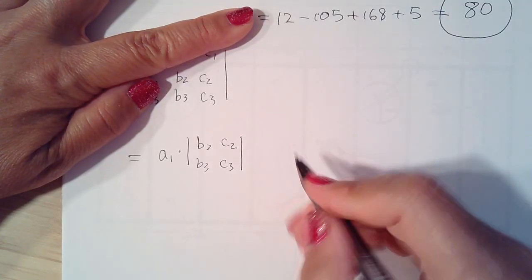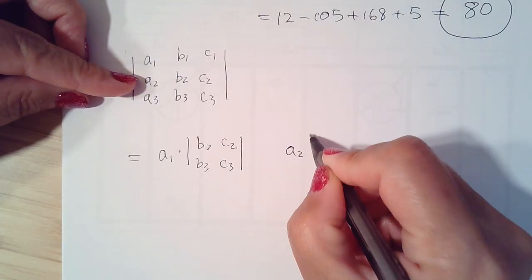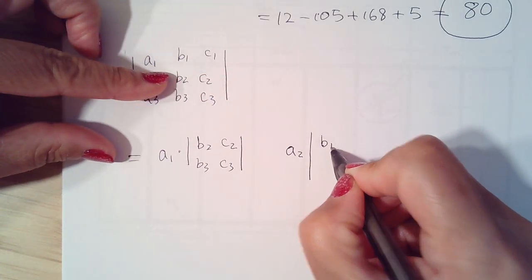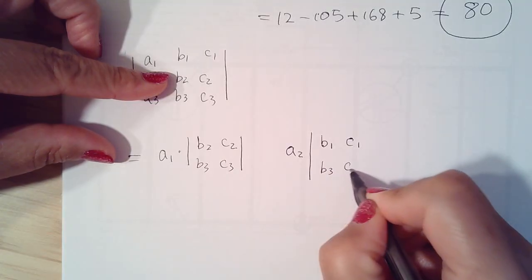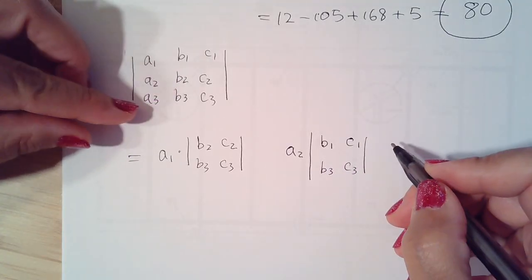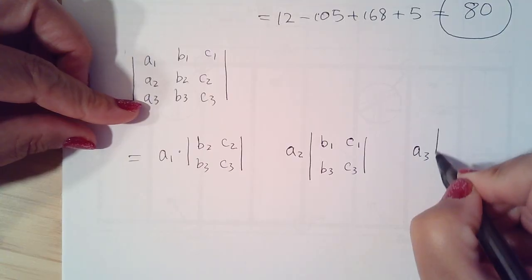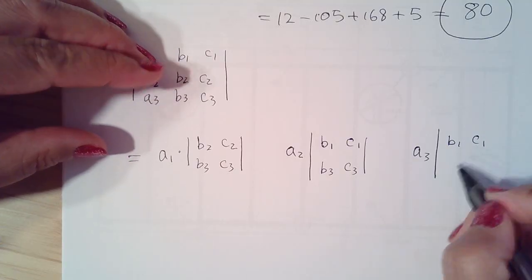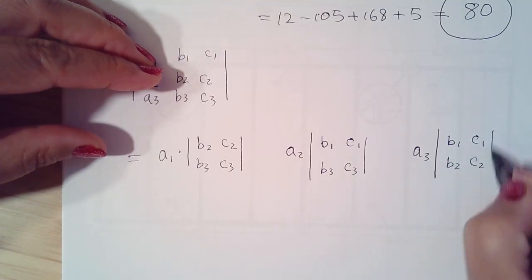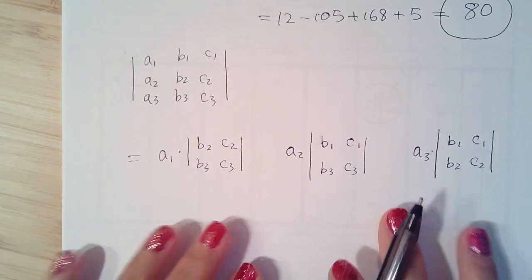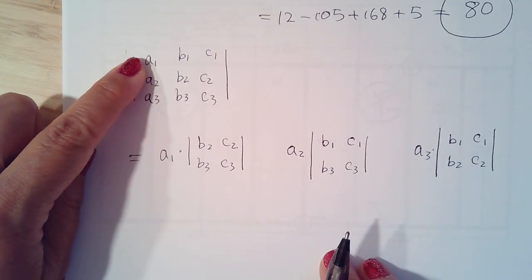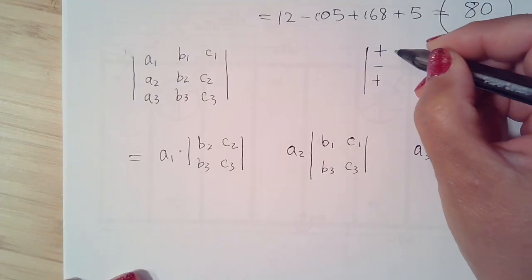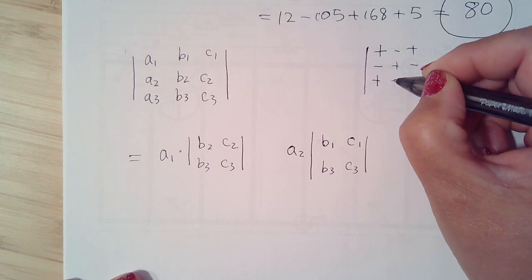Okay. And then the next term will be A2, and then you cross out the row and the column that A2 stays in. So you have B1, C1, B3, C3. For this 2 by 2, you know how to do that, right? And then the last one is A3, and then cross out the row and the column that A3 stays in. You get B1, C1, B2, C2. Here's a multiplication, okay? And then the next thing is the sign. Okay, when you expand from here, it's a positive. So here's the tricky part. The signs go positive, negative, positive, then negative, positive, negative, positive, negative, positive.